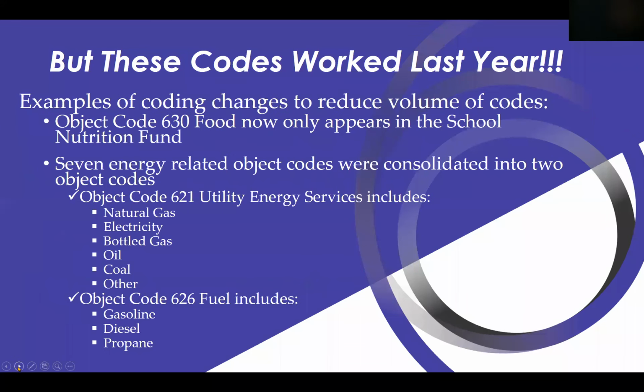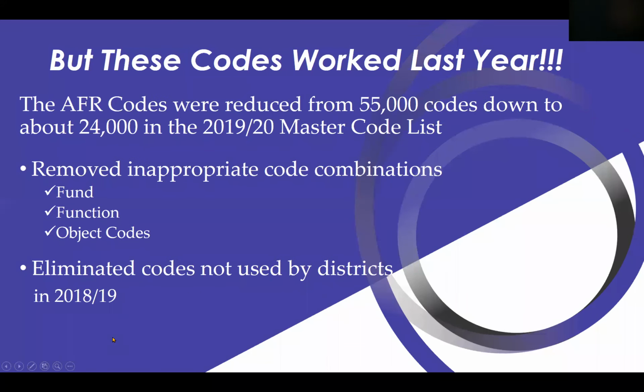So now I move on to what those changes were that we did to the master code list. We cut it down from 55,000 codes to 24. We removed inappropriate code combinations, and they were a lot. For example, we had transportation object codes that appeared in executive admin, and that's not appropriate. So we pulled those kinds out.